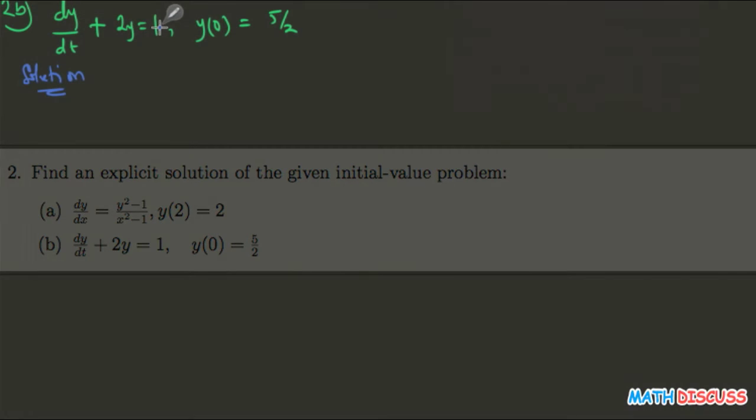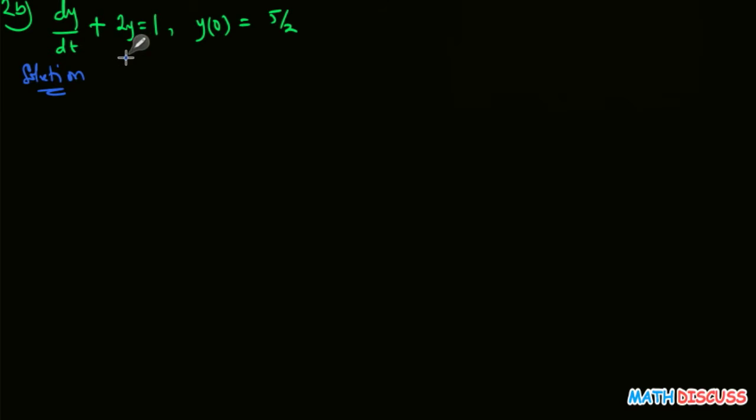Alright, now we are back in question 2b. This is your differential equation, and then this is the initial condition here. Now, looking at this kind of problem, you will observe that this is in the form of a linear equation. If you compare it with dy/dt plus p of t times y equals g of t, you'll observe they have the same format.